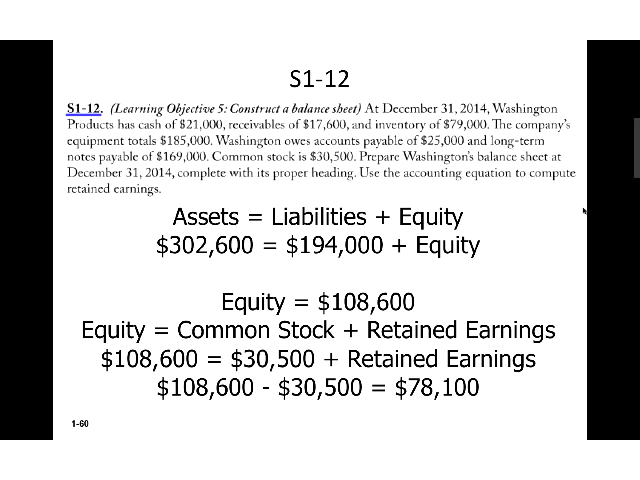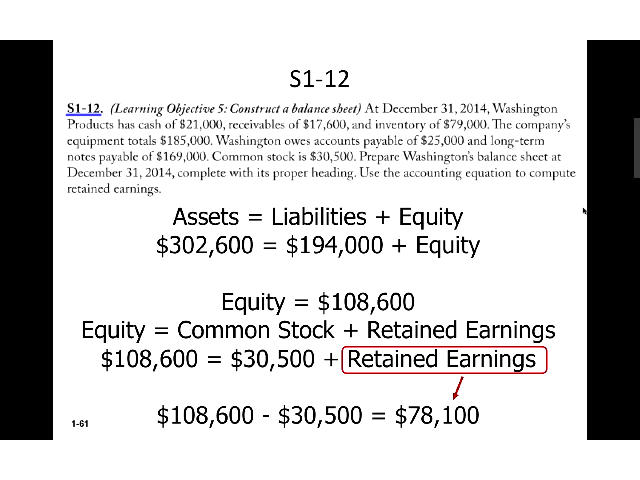So what we're going to see here is a lot of numbers. My equity is my common stock plus my retained earnings. My equity, filling in numbers now, is $108,600 equals common stock of $30,500 plus retained earnings. Subtract that, and I get retained earnings of $78,100. So that $78,100, you need to make a note of that, circle it. That was the point of what we did. Everything we just did was to come down to that $78,100. And we're going to use that in a little bit.